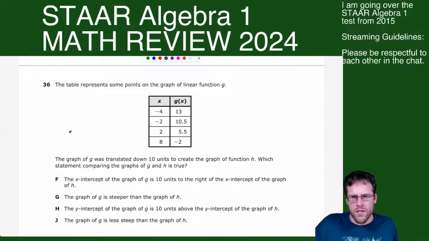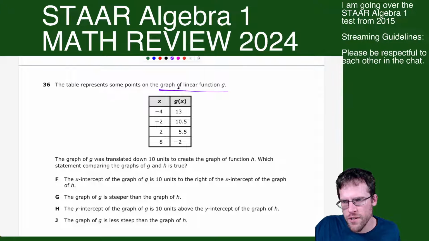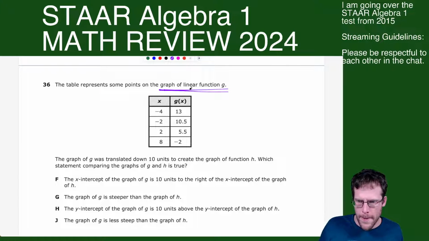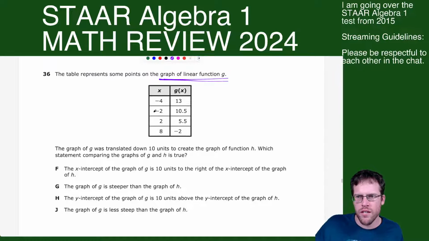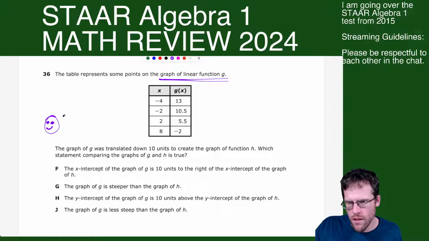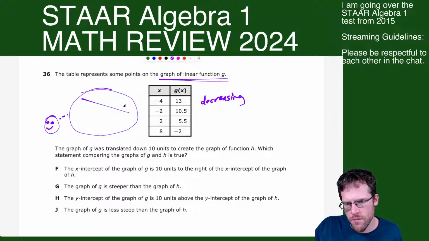All right. The table represents some points on the graph of linear function g. So linear, once again, y equals mx plus b. The graph of g was translated down 10 units to create the graph of h. So what I'm imagining is, let's see, the values here are decreasing. So our slope is negative. So I'm just imagining I have some line like this, and this is g.